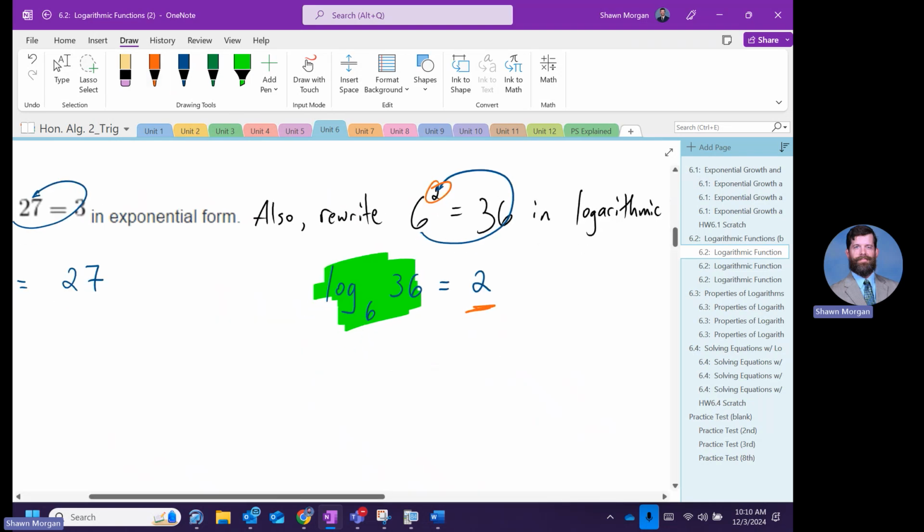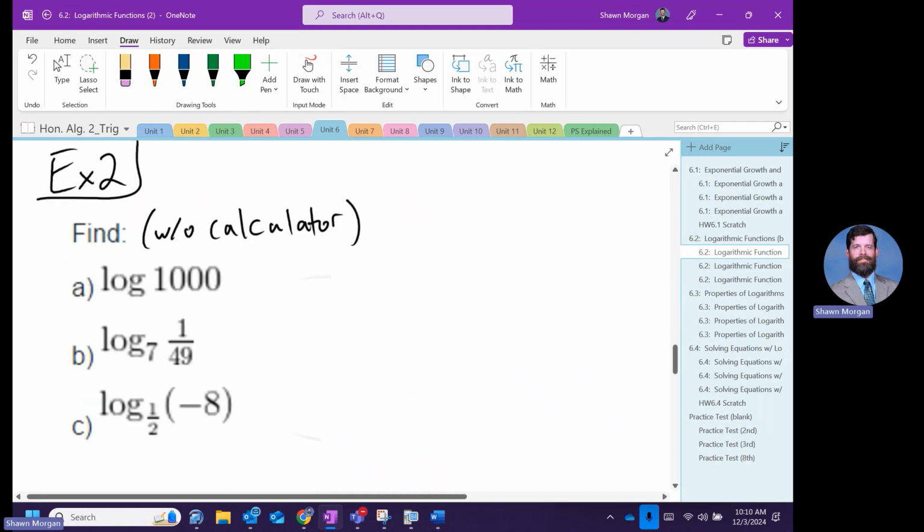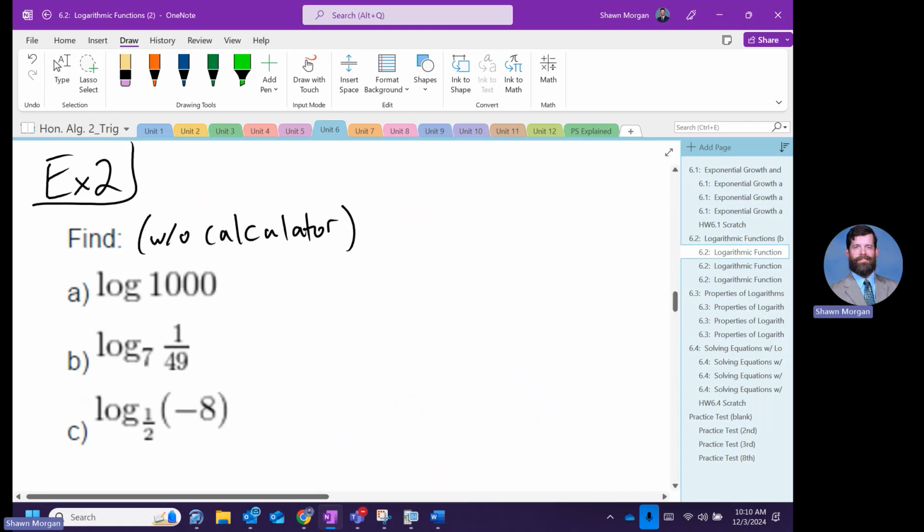Let's look at our next examples. Let's try and do similarly without a calculator. And then afterwards, I'll check our answers. We'll show how to do it with a calculator.